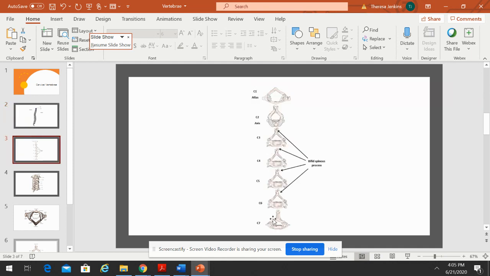Here is C1 through C7. C1 is the atlas, C2 is the axis. Notice that C3, C4, C5, and C6 all have a bifid spinous process. And here is C7.